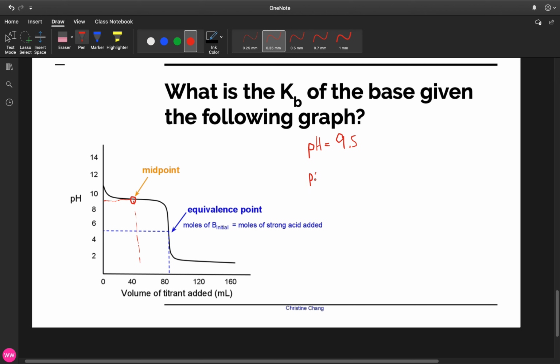So that means that for the pOH value, remember, pH plus pOH is equal to 14, so the pOH is going to equal 4.5. For a weak base, strong acid curve, the pOH is equal to the pKb. So the pKb is also roughly 4.5. Given this information, we know that Kb is equal to 10 raised to the negative 4.5. Punching this into our calculator, we get that the Kb value for this is roughly 3.16 times 10 to the negative 5th.